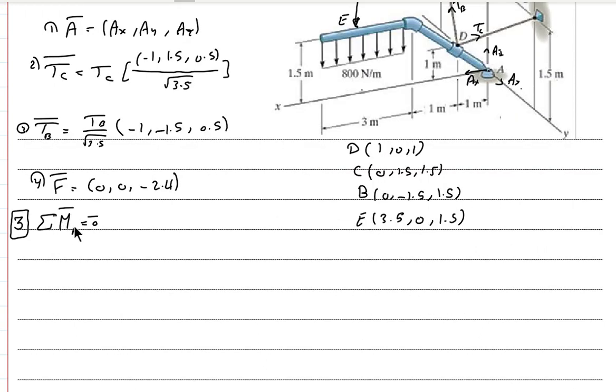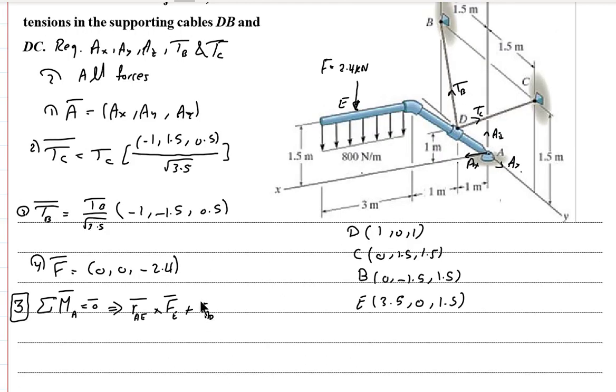The third part is sigma moment about A vector equals 0 vector. We have here 4 forces, but the moment of A vector is 0, of course, so that we will have 3 moments, which are RAE cross FE vector, we have also RAD cross TC vector plus RAD cross TB vector equal 0 vector. Okay.